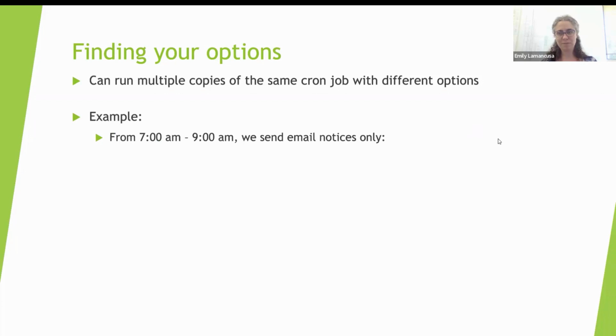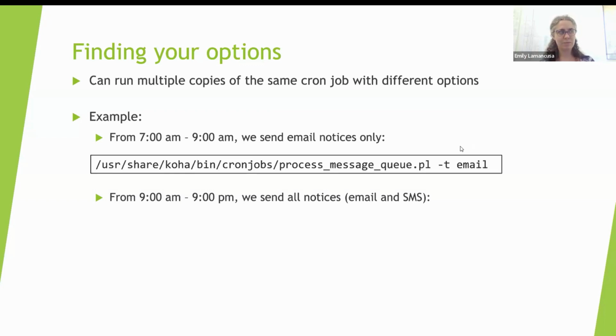So in our system, we do have 2 different copies of process message queue set up because from 7 a.m. to 9 a.m., we only want to send email notices. We have a lot of cron jobs that are running overnight that are generating notices, so we want to get those out of the way and sent and out of the system before we open. But nobody wants to receive a 7 a.m. text message. So we have 1 copy of the message queue cron job running just from 7 a.m. to 9 a.m. that will only send emails. And then the rest of the day, we have a separate copy that will send all types of notices, emails and text messages.